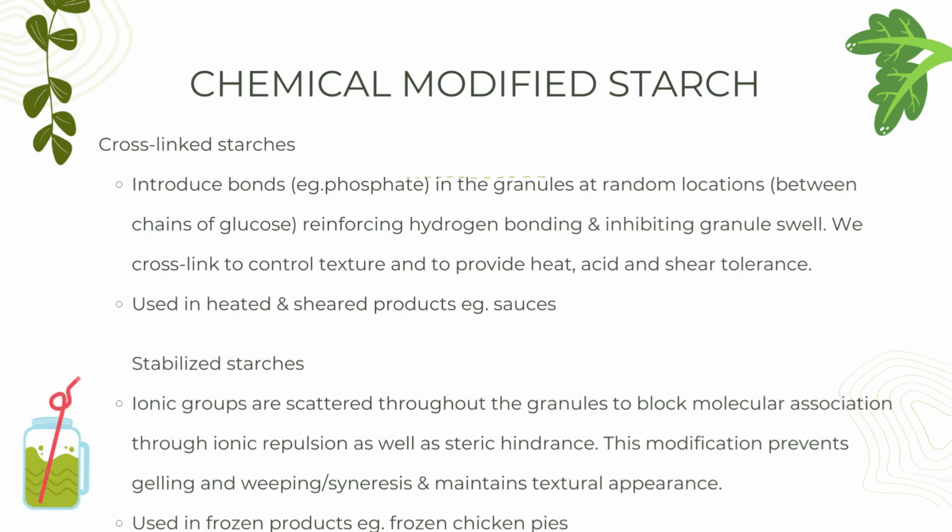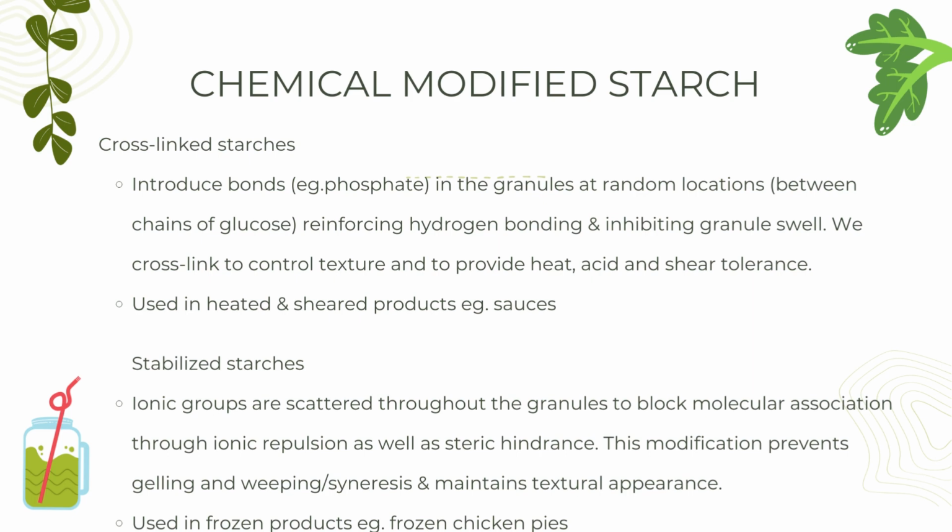Second technique is chemical modification. The examples of chemically modified starch are cross-linked starches, which introduce bonds, for example phosphate, in the granules at random locations between chains of glucose, reinforcing hydrogen bonding and inhibiting granule swell. We cross-link to control texture and to provide heat, acid, and shear tolerance. Cross-linked starch is used in heated and sheared products such as sauces.